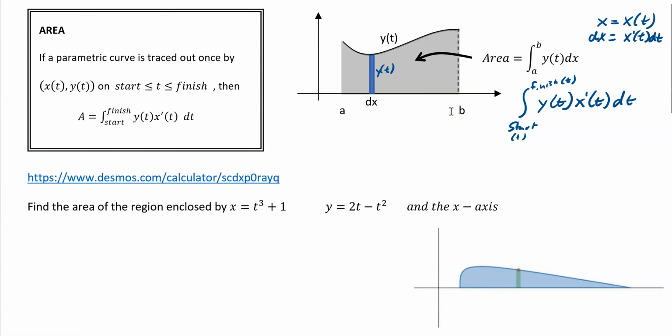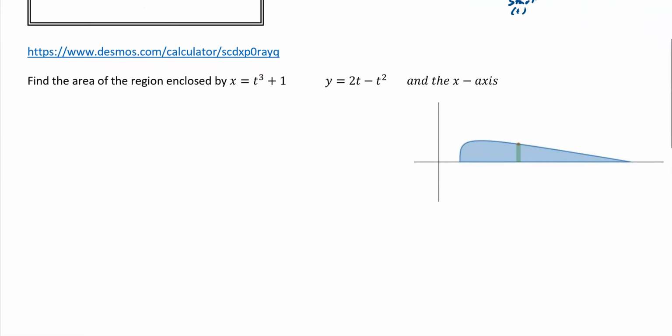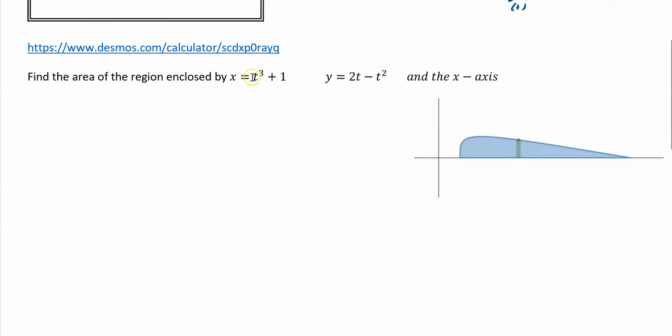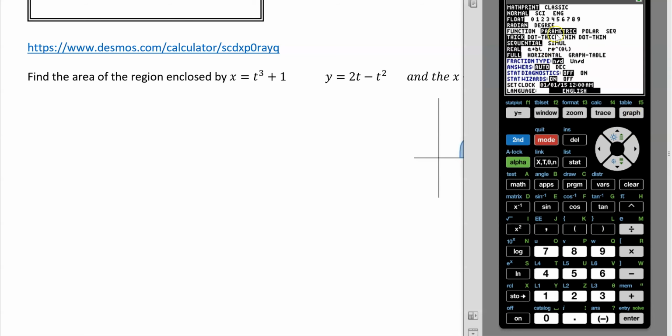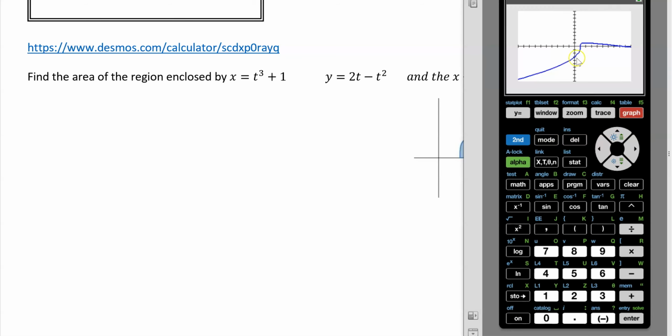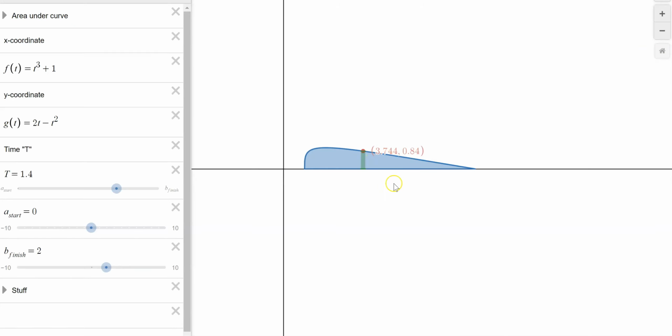All right, so let's try one. So we want to find the area of the region enclosed by x equals t cubed plus 1 and y equals 2t minus t squared. So I've already got it drawn. This is our region, and you can just use Desmos or your graphing calculator. So if you input it with the parametric equation, so again, make sure your mode says parametric, and then you graph it, we end up with this. And you can see that's where it is stopping right there, from here to here. So we end up with this region, or you can use Desmos, which gives us this.